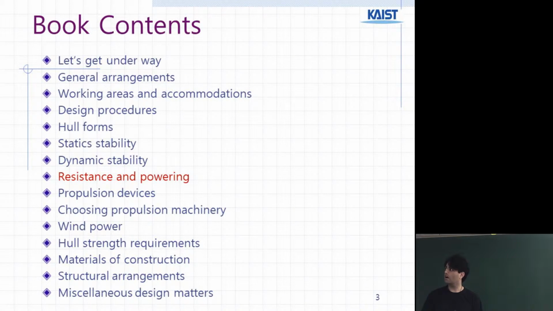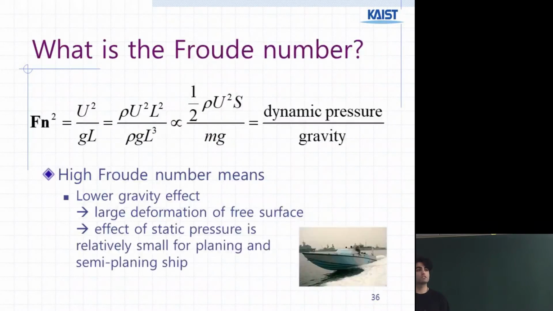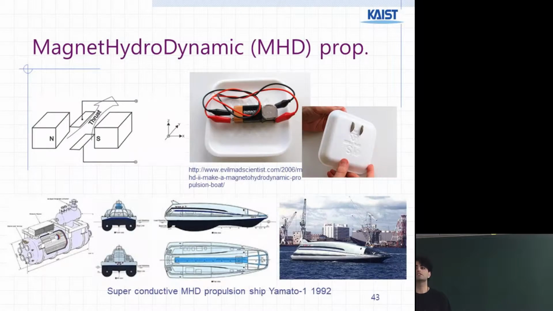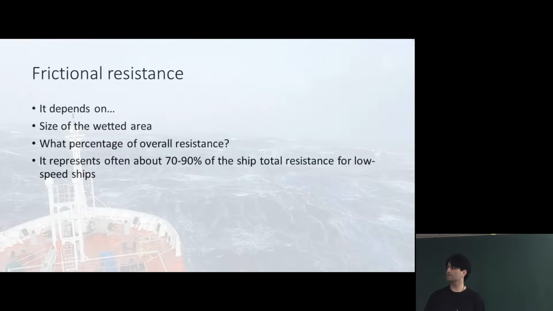So friction resistance. Okay, first of all, what is it? What is friction resistance? Right, correct. So it depends, as you said, on the wetted area, which is basically the contact of the ship with water. And what percentage of overall resistance does it contribute, do you think? Yeah, it's mostly about 70 to 90% for low speed ships.